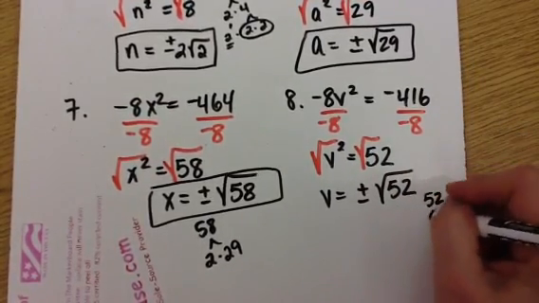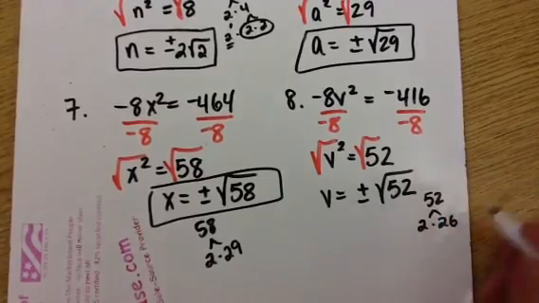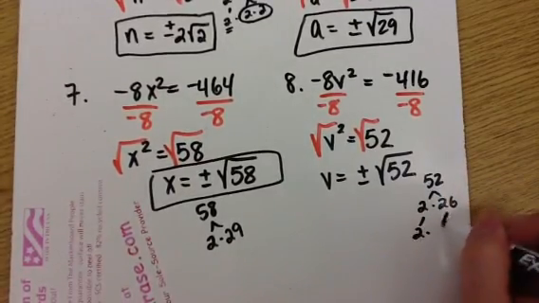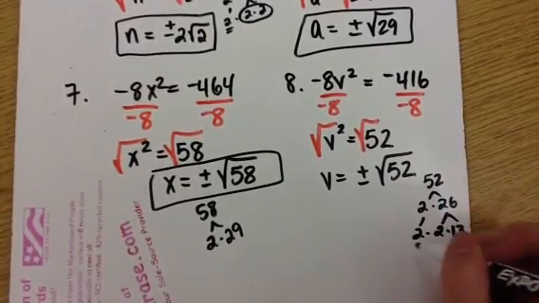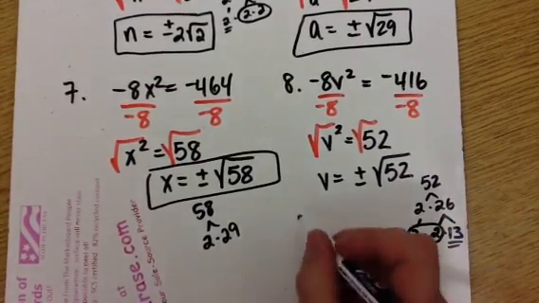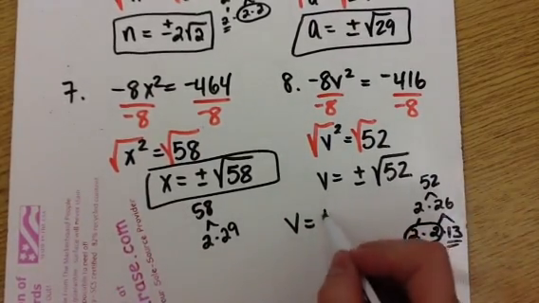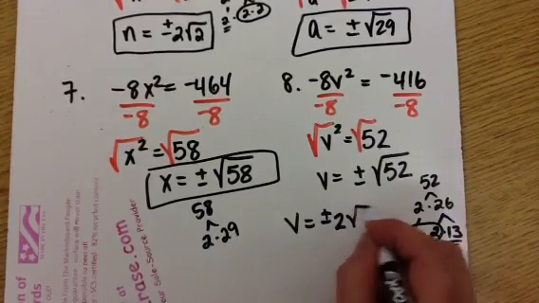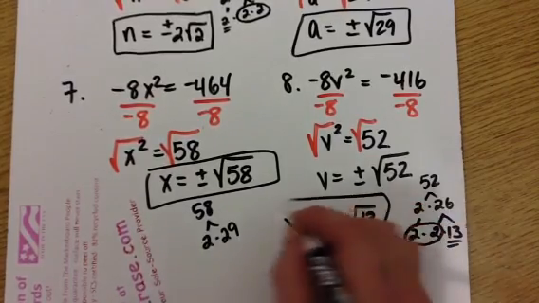52 breaks into 2 times 26. 26 would be 2 times 13. So this pair of 2's comes out, the 13 stays in. So v is going to equal plus or minus 2 square roots of 13.